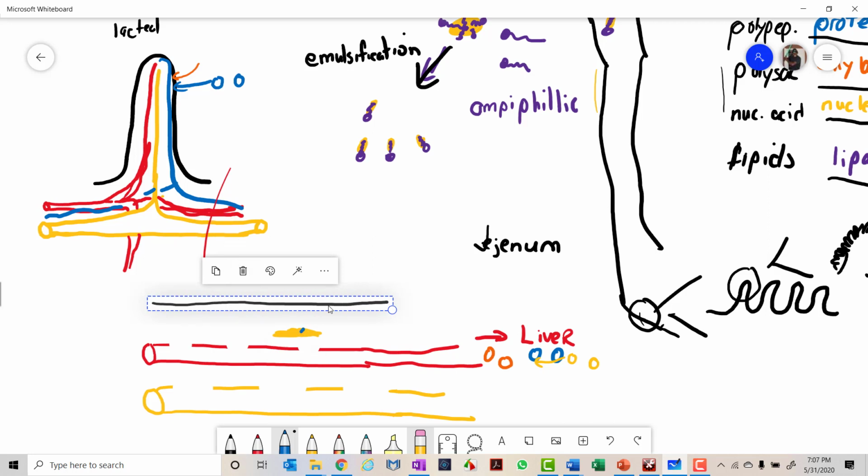So now I'll surround it with this. It gets surrounded by these really special proteins, these lipoproteins that have a combination of lipid and protein. And so this structure, which we call a chylomicron, is large, right? And it won't fit into the blood vessel that you've seen I've drawn here.